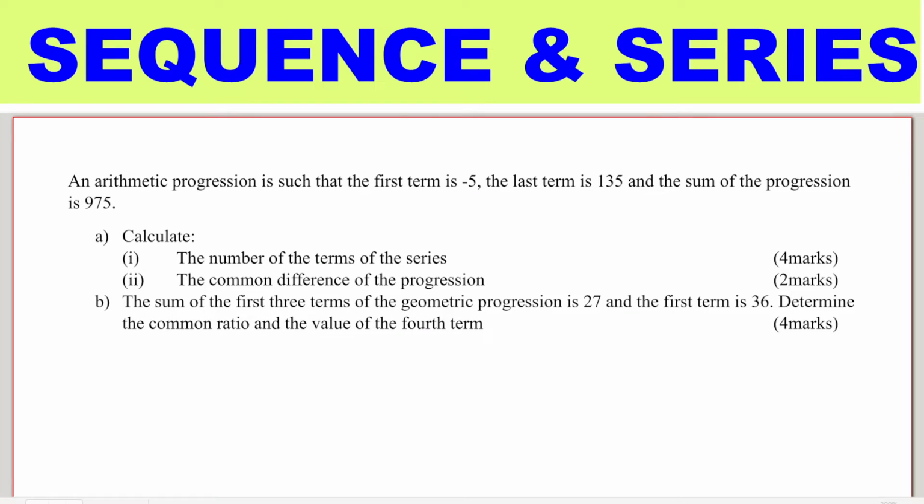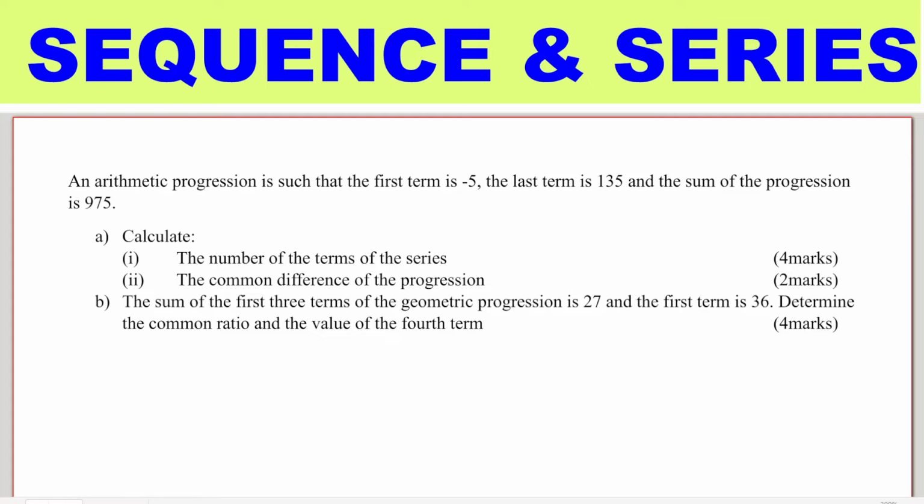Sequence and series. An arithmetic progression is such that the first term is -5, the last term is 135, and the sum of the progression is 975. A. Calculate 1. The number of terms of the series. 2. The common difference of the progression. Then part B. The sum of the first 3 terms of the geometric progression is 27 and the first term is 36. Determine the common ratio and the value of the fourth term.